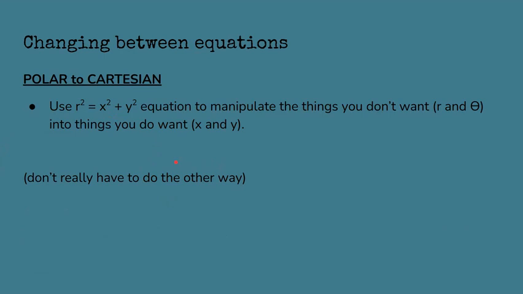All right. Sometimes you also might need to change between equations. Typically, you would only have to change from polar to Cartesian. You don't really have to do the other way, and it's not always even possible to do it the other way. But anyways, use once again this statement that's true to manipulate the things you don't want. So you use this to get rid of the r and theta and then put in the x and y that you do want.